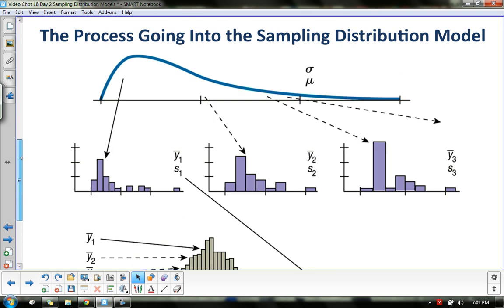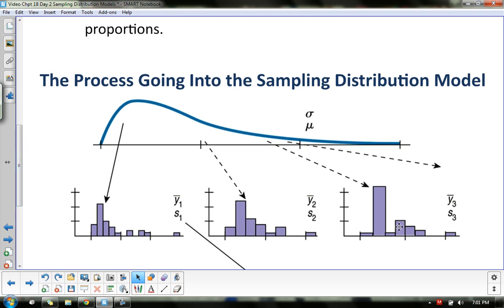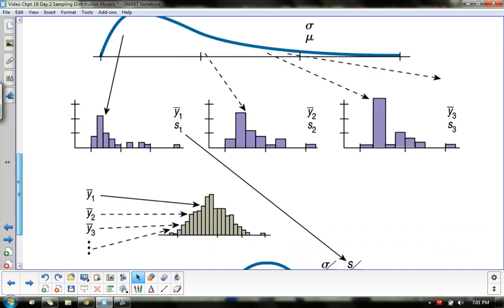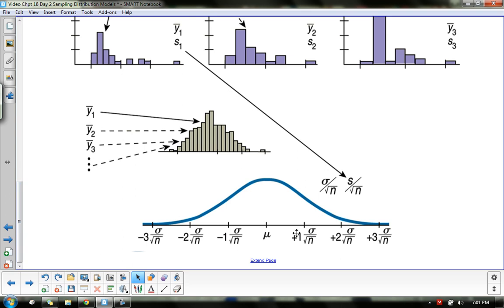So again, no matter what the distribution of the population is, that distribution will have a mean and a standard deviation. Of all of the samples that you could possibly take with all of their means and standard deviations, if you put those together, the mean of all of those means should approximate the mean of the population, and the standard deviation of all of those means is the standard deviation of the original divided by the square root of the sample size.